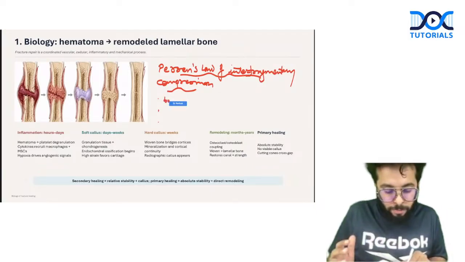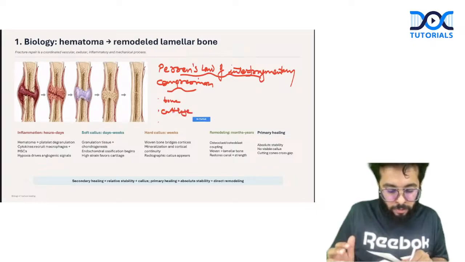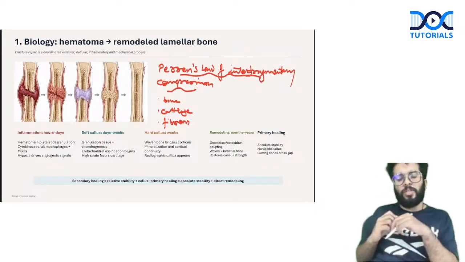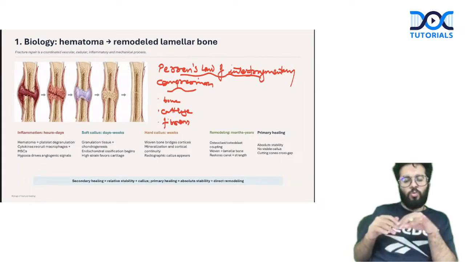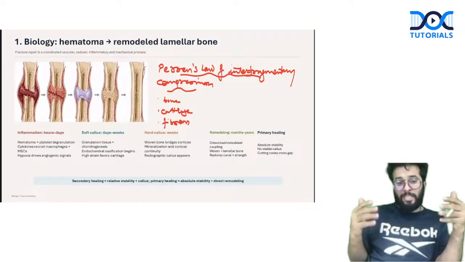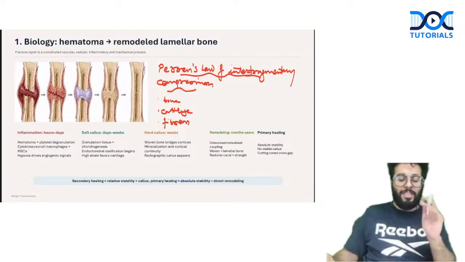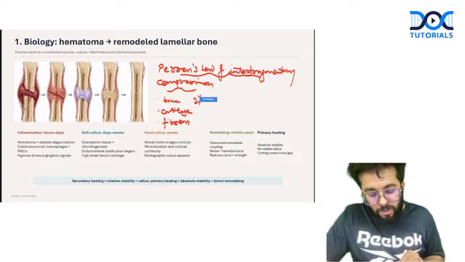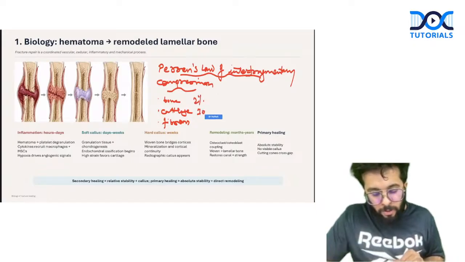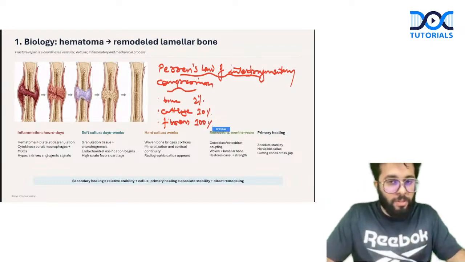Say bone, then comes cartilage, then fibrous tissue. Now, just asking you a question. Out of these three, which structure do you think can sustain the maximum amount of strain? Please don't answer bone. It can only sustain 2% of strain. Cartilage 10%. And fibrous structures, that is 100%. You should know this Perren's law.